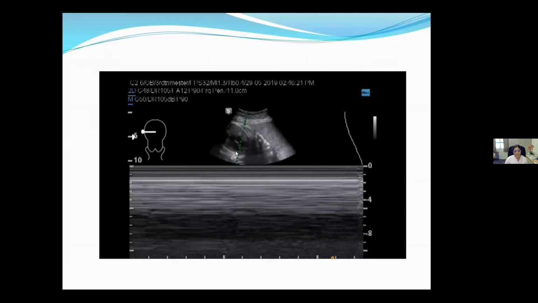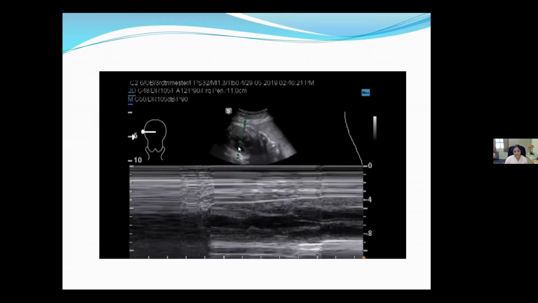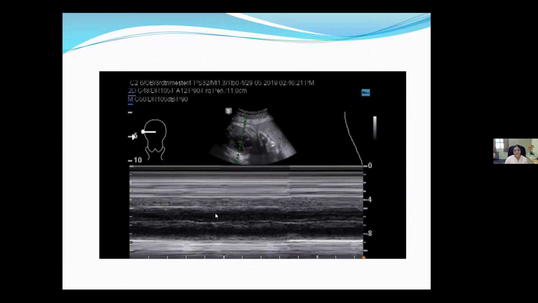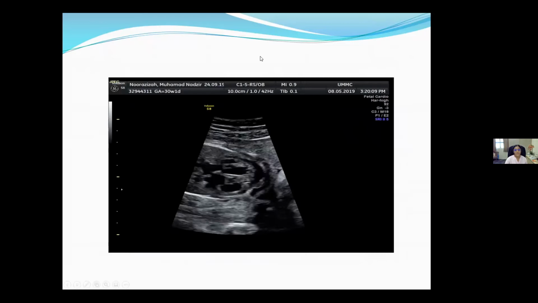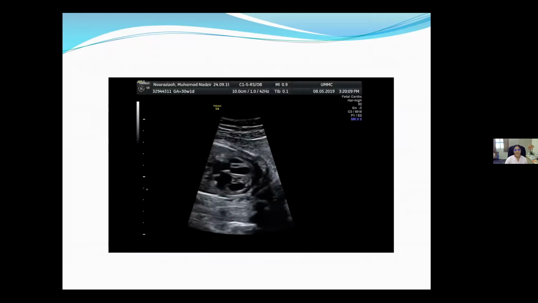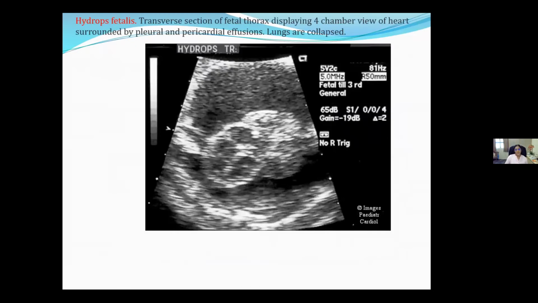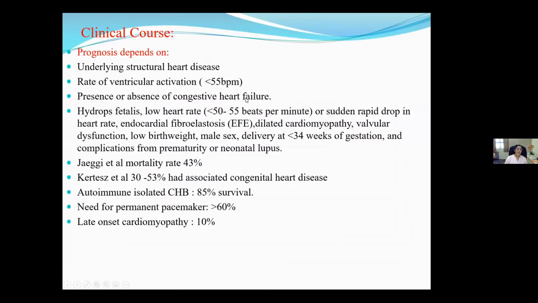So this is also another clip wherein you can see there is dissociation between the atrium and the ventricles. So this is the atrium, this is the fourth chamber. Yeah, so you can see, once you see this fixed fetal bradycardia, you know there is complete heart block. So this is a hydrops fetalis, wherein actually the heart is surrounded by the pericardial effusion and there is pleural effusion, the lung is collapsed. This is a complication of complete heart block.